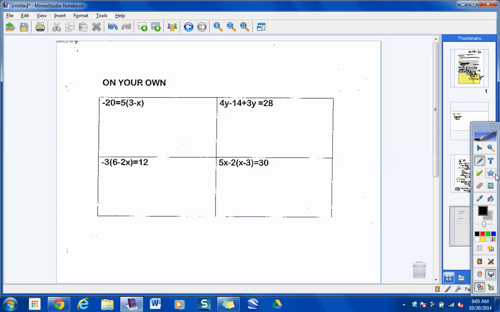Positive 4Y. So instead of having one Y, they're both positive, that would be 7Y, wouldn't it? Yeah, because the plus sign should have moved with it, so it should be 7Y minus 14 equals 28, okay? So write 7Y minus 14 equals 28, and then work with it from there, alright?